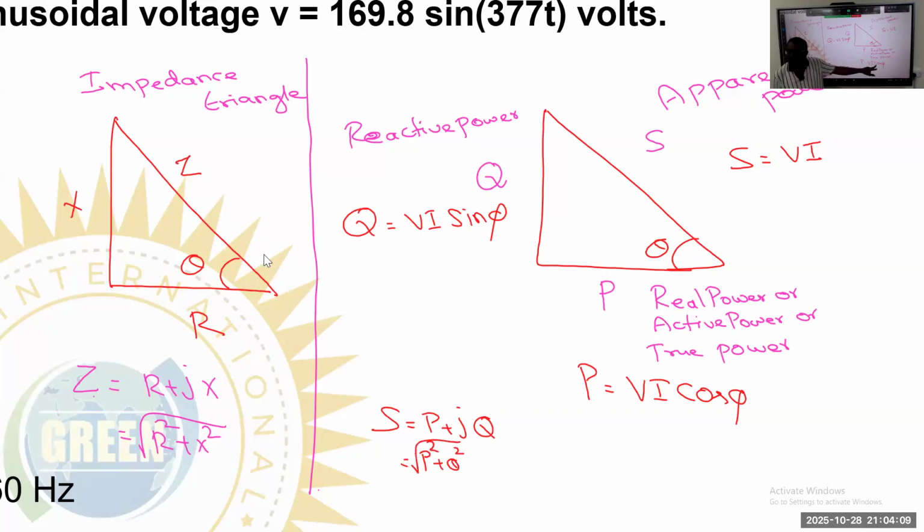So V square I square cos square plus V square I square sin square, under the root. So V square I square common, and cos square theta plus sin square theta becomes 1. That's why we say S is equal to VI. Directly we write that, because in our exam you don't need to remember the trigonometric formulas. That's why we simply say S is equal to V into I. That's all.